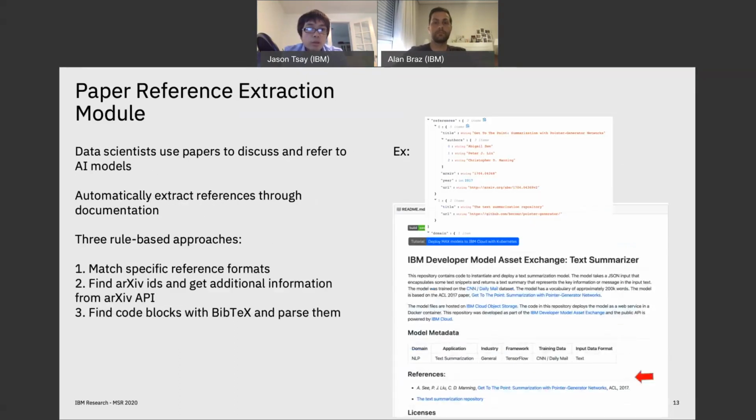Next, we have a paper reference extraction module. So we know that data scientists tend to use papers, especially in academia, to discuss and refer to AI models. So we automatically extract references through the documentation through various rule-based approaches. The important one is that we use arXiv. arXiv is a very popular preprint service, and it's particularly popular for AI papers. So we look for arXiv IDs and extract information that way.